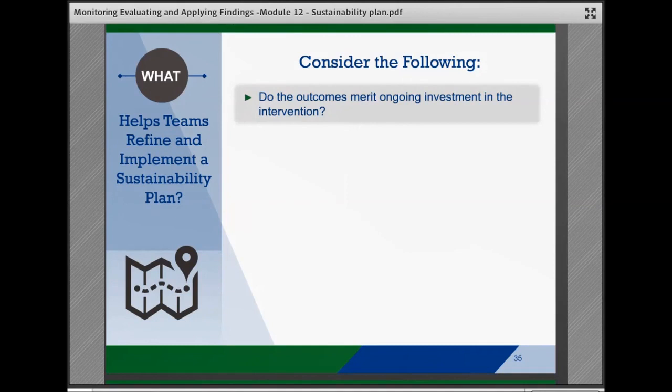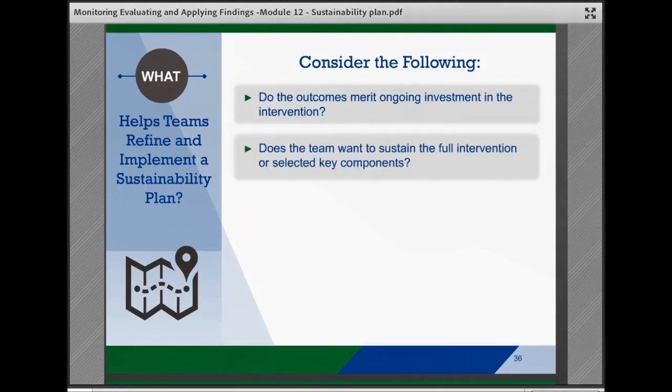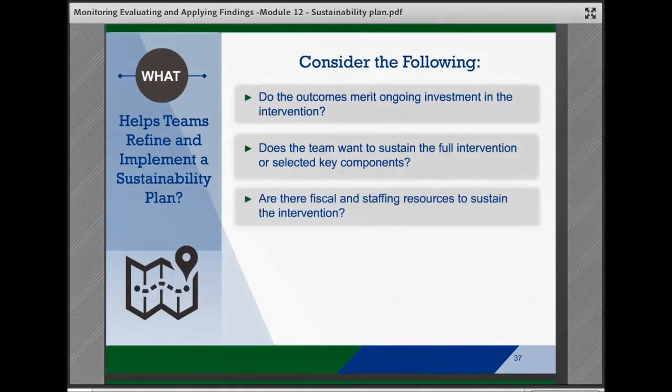Do the outcomes merit ongoing investment in the intervention? Does the team want to sustain the full intervention or selected key components? If not, which parts should not be sustained? Are there fiscal and staffing resources to sustain the intervention? If not, how will the team build this capacity to move forward?